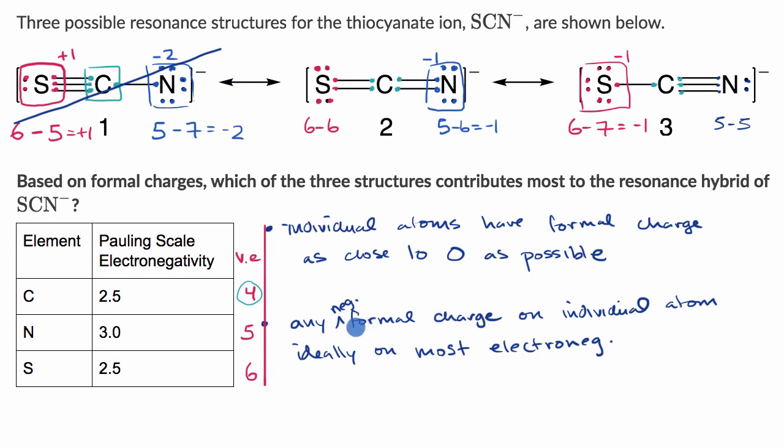And then if we had to pick between these 2, we could go to the second principle: any negative formal charge on an individual atom, ideally on the most electronegative. So in the second resonance structure, the negative formal charge is on nitrogen, while in this third one, the negative formal charge is on sulfur. And we can see from this table that nitrogen is more electronegative than sulfur. So in the second resonance structure, you have the negative formal charge on an atom that is more electronegative, the nitrogen, than in this third resonance structure. And so this is the one that I believe contributes most to the resonance hybrid of thiocyanate for these 2 reasons.